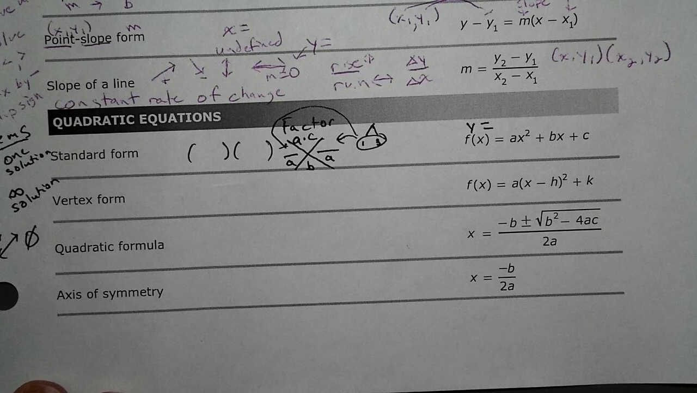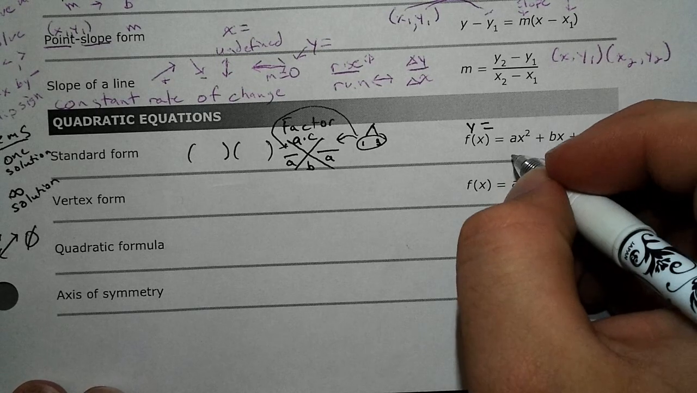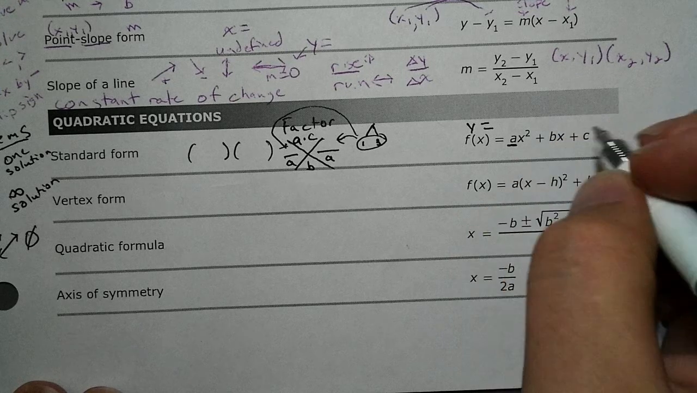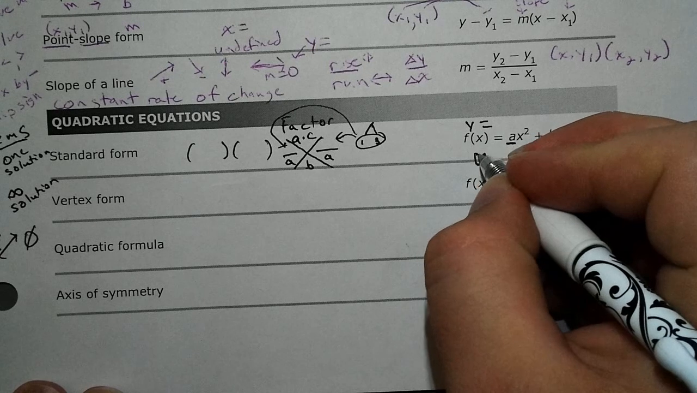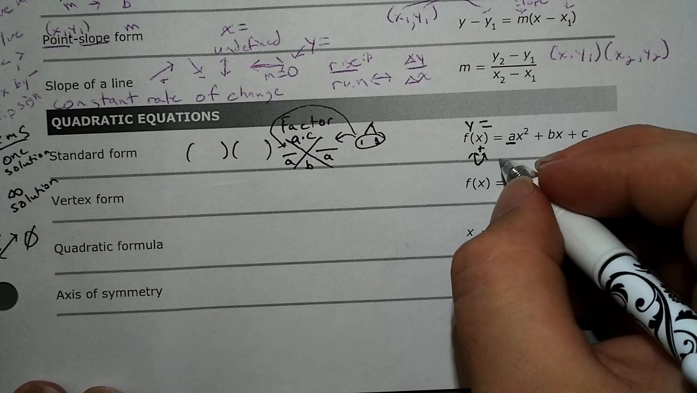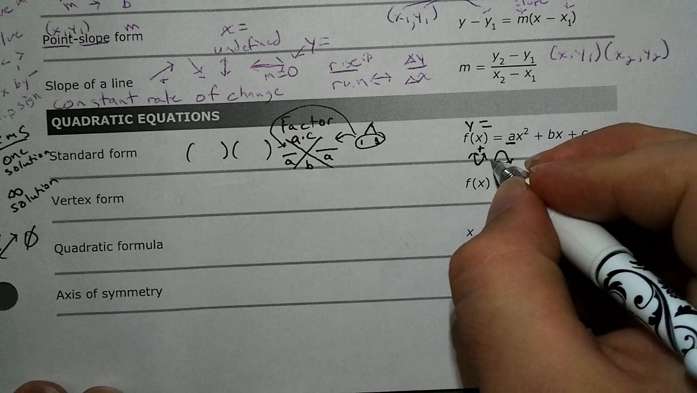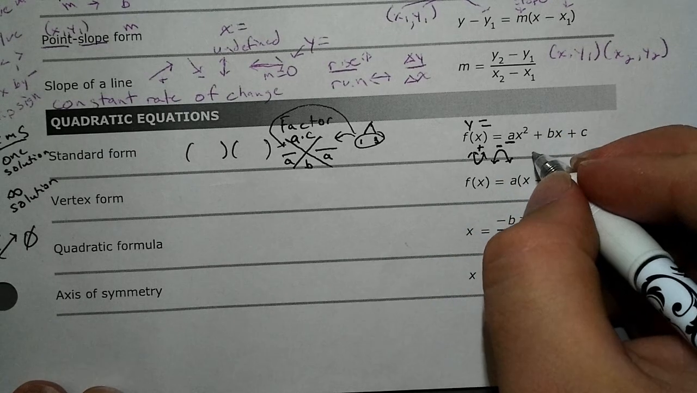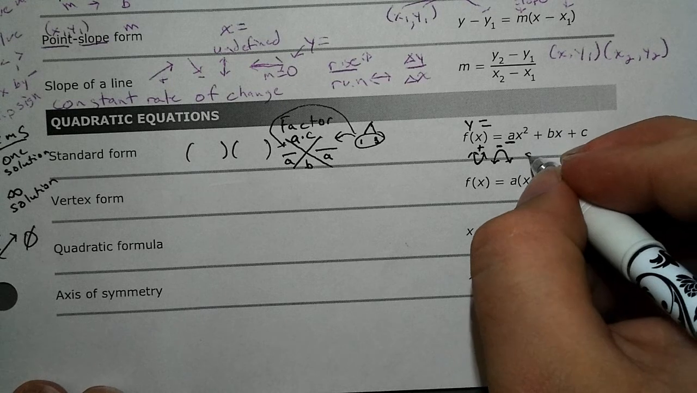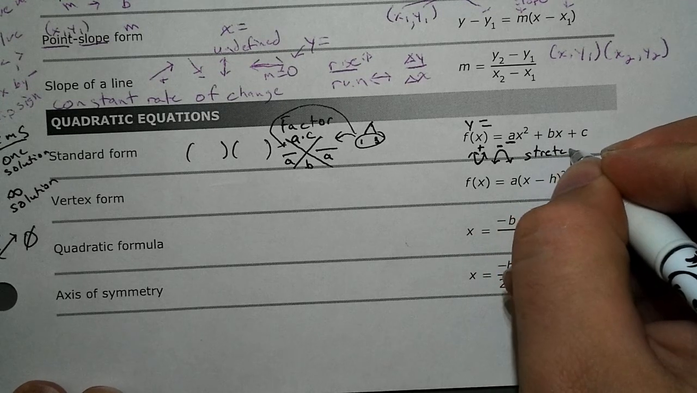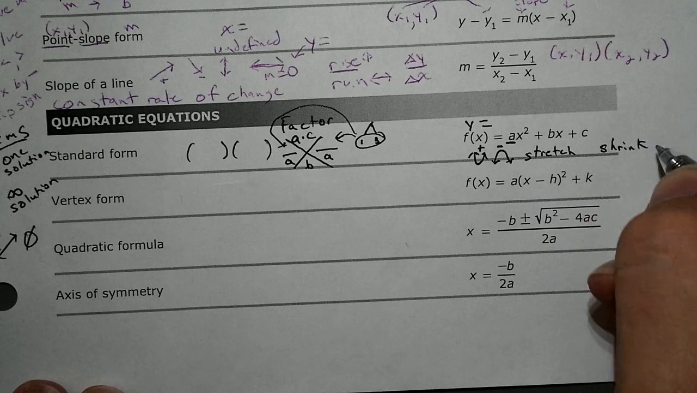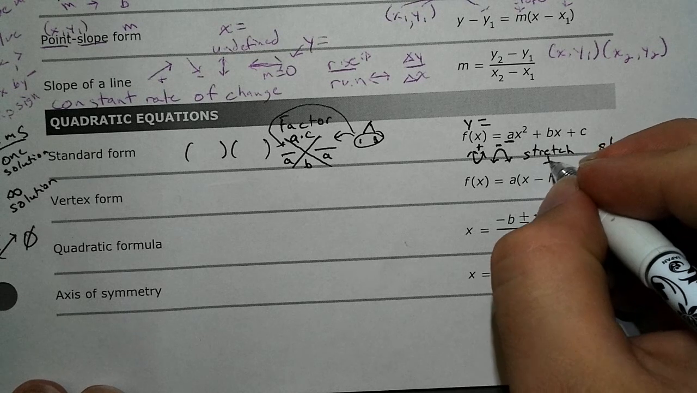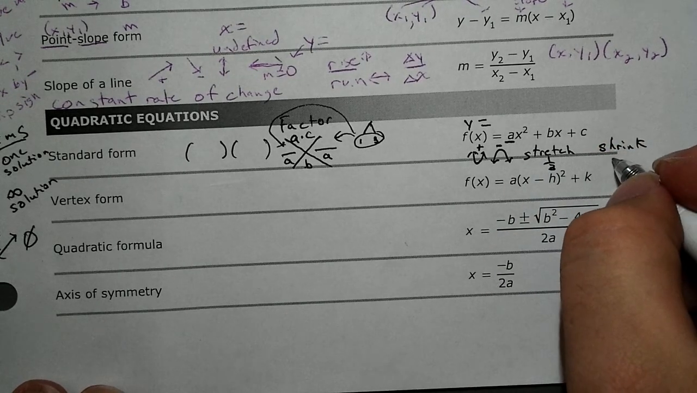And your a value tells you two things. It tells you if it goes up, and that'll be with a positive a. If it opens down, that'll be with a negative a. It also tells you if it's a stretch or a shrink. Remember, for a stretch, this is going to be a fraction. A shrink is going to be a larger number.